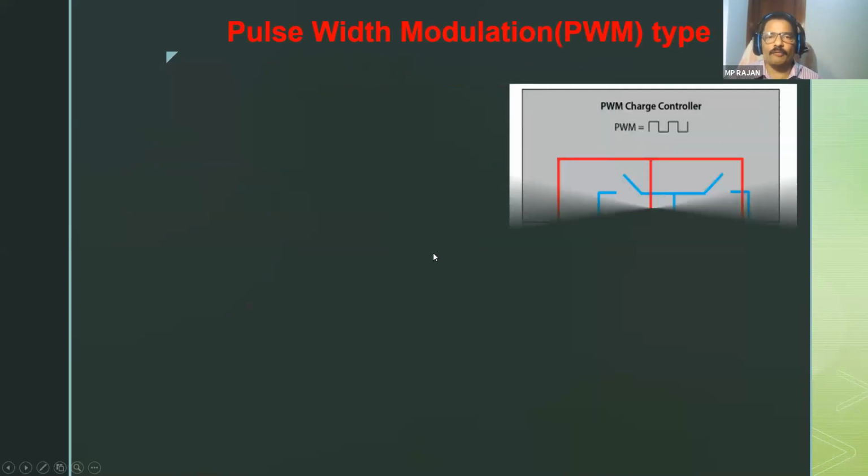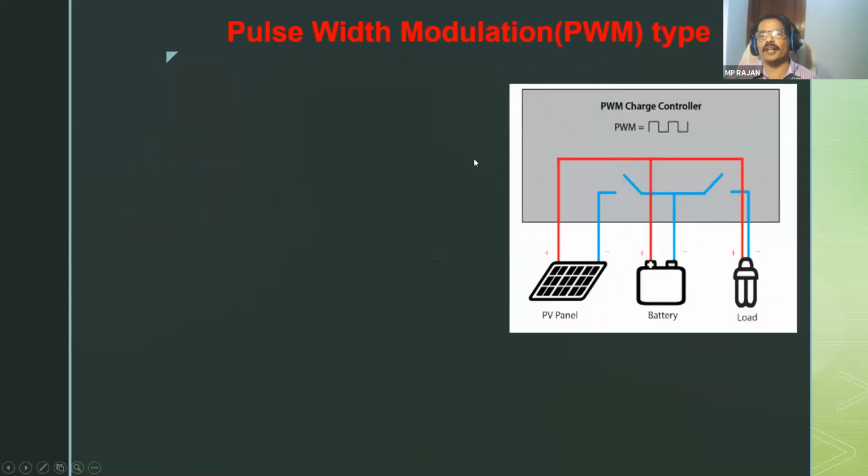So let us discuss first the pulse width modulation type battery charge controller. Here there is a symbol diagram given. This is a PV panel, battery and load. There are two switches. Actually speaking, PWM is just like a switch. It is just like a switch.